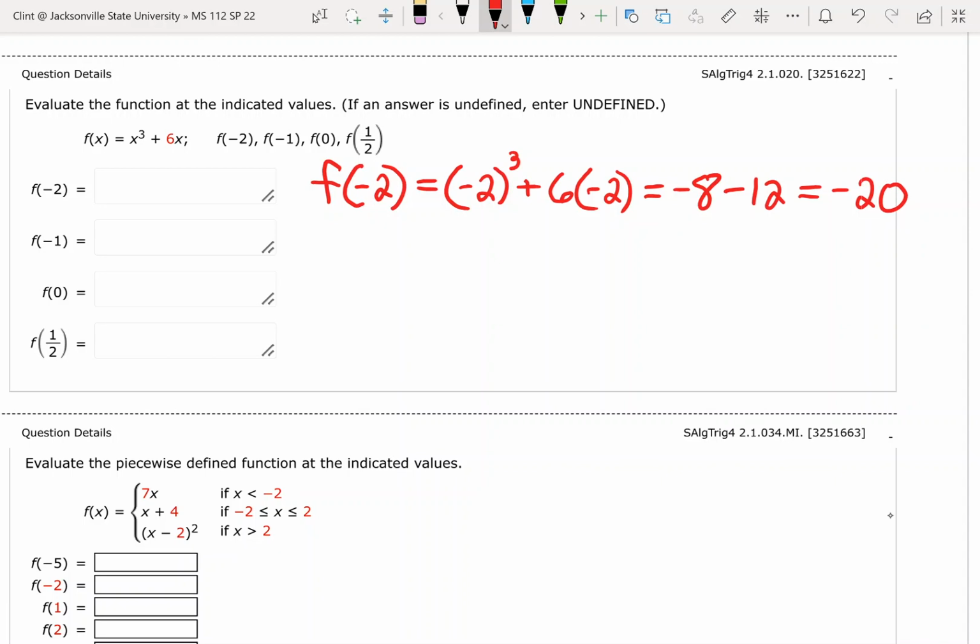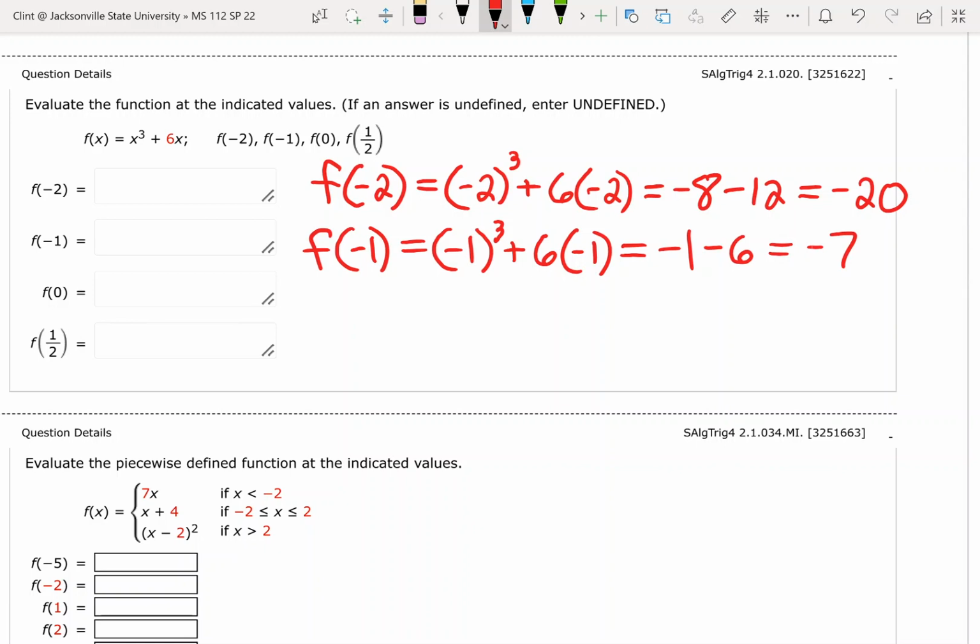And then we would just do the same thing with whatever number we're dealing with. So next one's -1. So -1 cubed is -1, minus 6, and we get -7. 0 is even easier. We've got 0 cubed plus 6 times 0. That one is just 0.